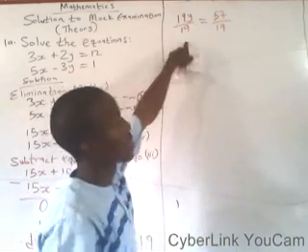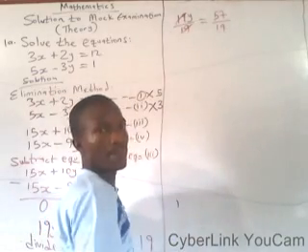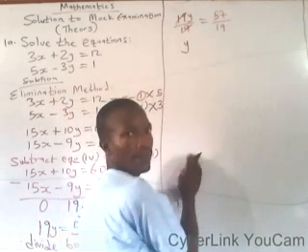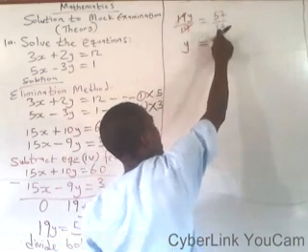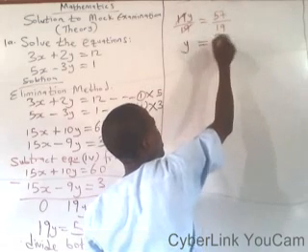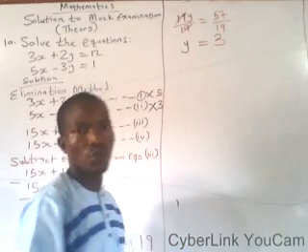When we arrive at this 19, we cancel 19. And on this particular side, we are left with what? y equals to 57 divided by 19. How many times are we going to see 19 in 57? That is 3 times. Therefore, our value of y is equals to 3.